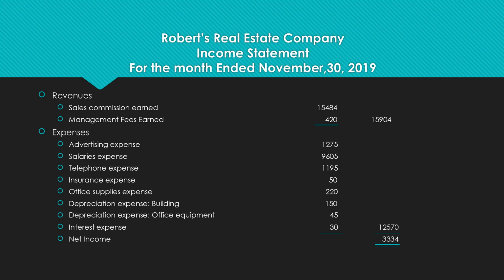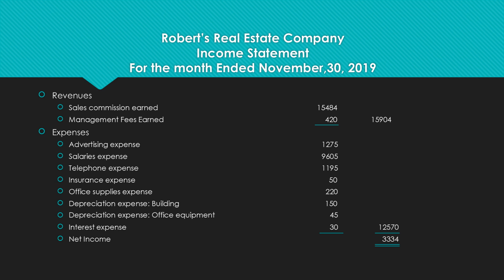So here is the Roberts Real Estate Company income statement for the month ended November 30, 2019. We have taken these revenue items from the adjusted trial balance. Sales commission earned 15,484, management fees earned 420. Total revenues for the month of November are 15,904. Now we have mentioned all the expense items taken from the adjusted trial balance.